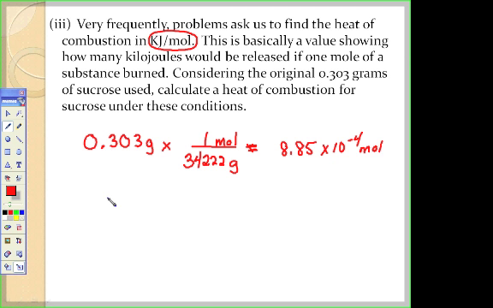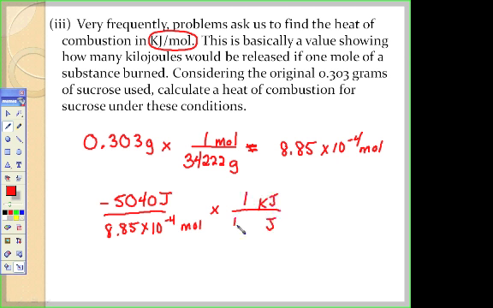Now to get kilojoules per mole, that means I have minus 5,040 joules for every 8.85 times 10 to the minus fourth moles. And I want to get joules to kilojoules. And if we did that, we're going to get 5.7 times 10 to the third kilojoules for every mole of sugar that we would combust.